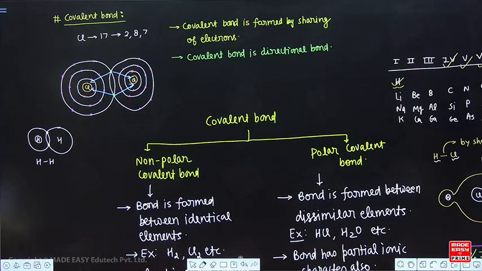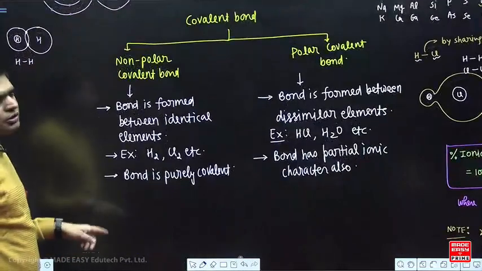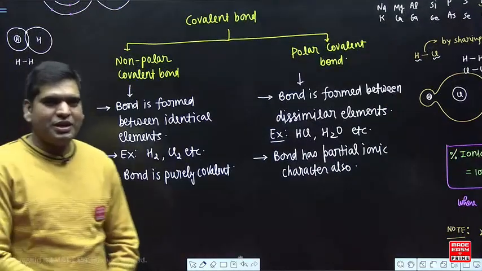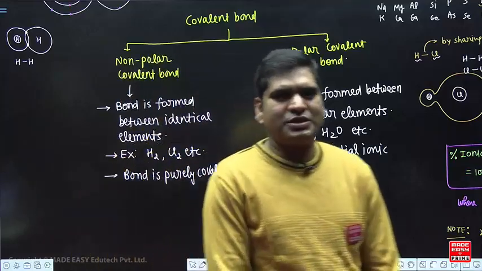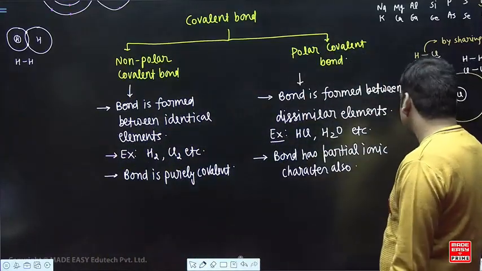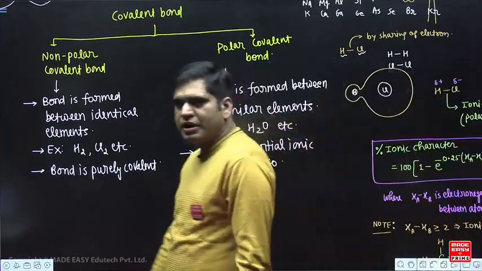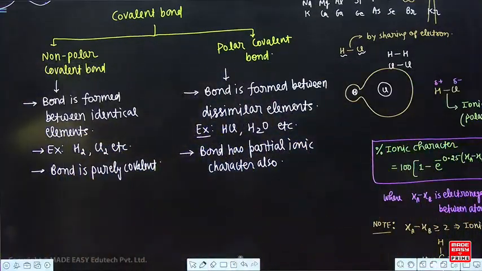Ashi Sharma, identical means they should have zero electronegativity difference. Like carbon and hydrogen both are identical, right? They should have electronegativity difference 0. Mostly when both atoms are same, then they will definitely have electronegativity difference 0, but identical means they should have electronegativity difference 0.